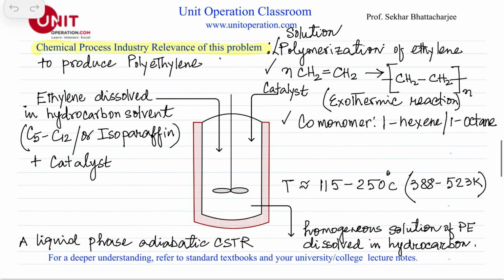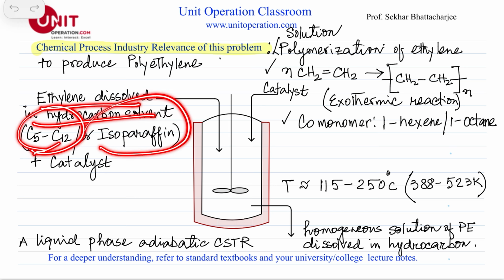Is there a chemical process industry relevance of this problem? Yes, there's solution polymerization of ethylene to produce polyethylene. This is also an exothermic reaction. They add a comonomer like 1-hexene or 1-octene, and some kind of proprietary catalyst is used, and ethylene is dissolved in a hydrocarbon solvent, C5 to C12 or isoparaffin.